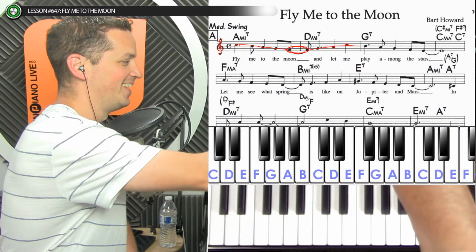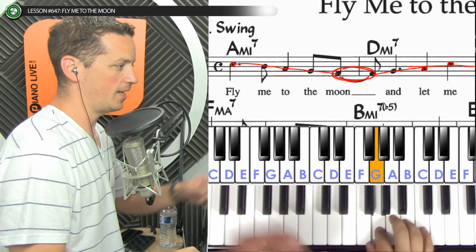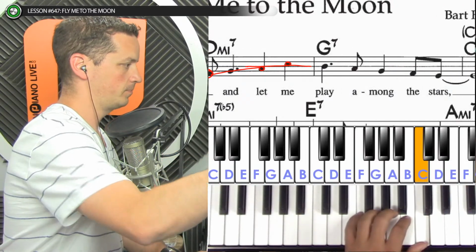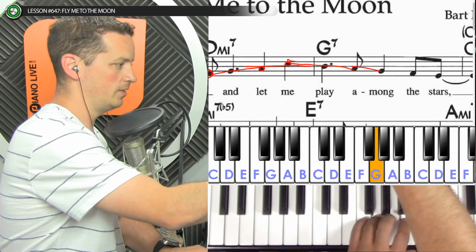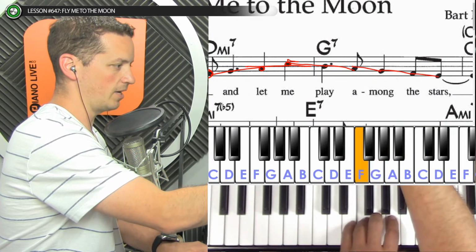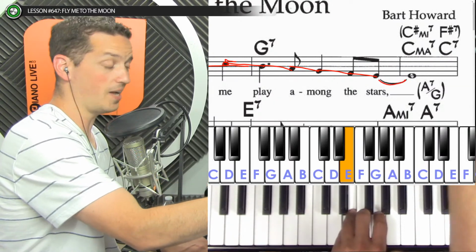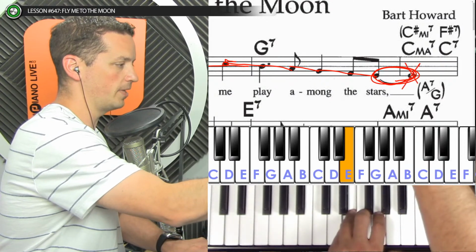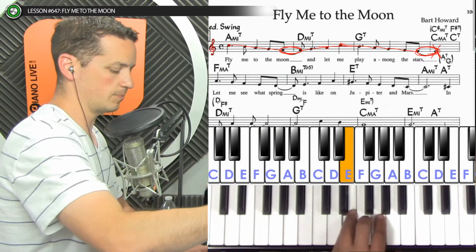Okay, cool. So fly me to the moon and let me, and then from there we would go down one to get to play, and then down one, and then down one, and then down one, and then down one. So those are all just down one. And of course, this swoopy line right here is called a tie, tying those two notes together. Every time you see those swoopy lines, it just means don't play that second note, just hold on to the first one. So the entire first line looks like this.